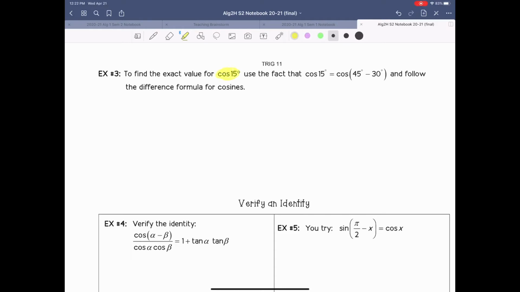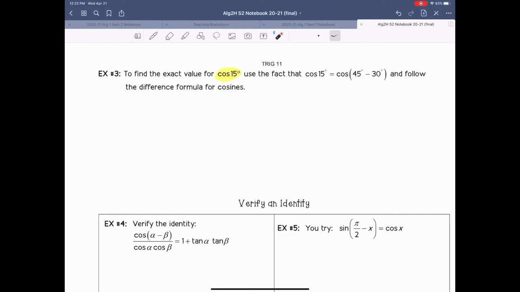We are trying to find the cosine of 15 degrees, and we are going to use the fact that cosine of 15 degrees is the same thing as the cosine of 45 degrees minus 30 degrees. So we're going to use the difference formula for cosines to evaluate what the cosine of 15 degrees is equal to. And again, this is a prime example of why the sum and difference identities are important.